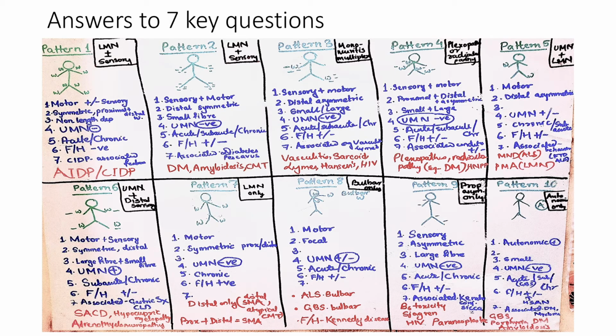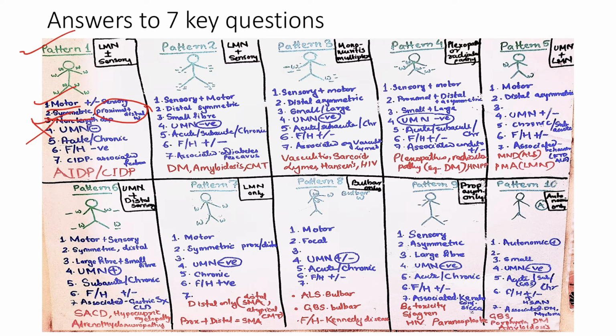So first pattern is pattern 1. Now just recall the previous 7 key questions. We first asked which systems are affected. Now in pattern 1, it is the motor which is affected, and it is symmetric, proximal plus distal weakness, and there is a non-length dependent weakness.